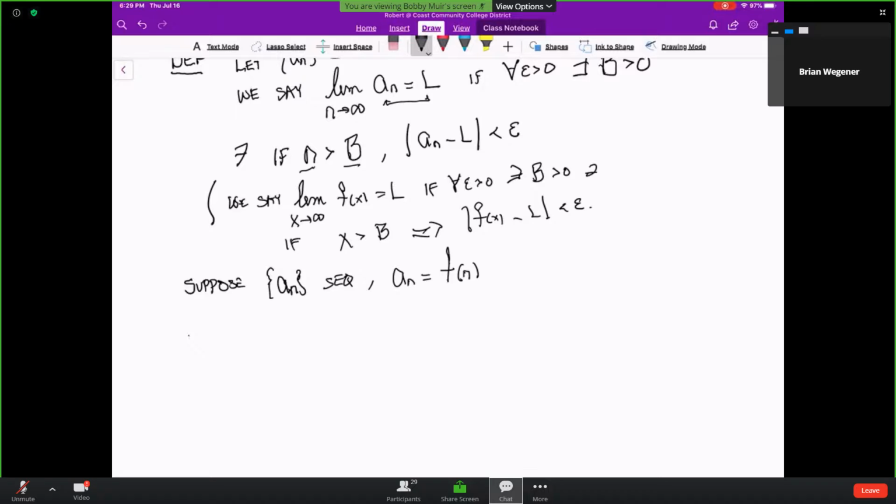Hey, Bobby, real quick. I'm sorry. If x is greater than B, what is that symbol after x is greater than B? Implies. What is that symbol supposed to look like? Is it supposed to look like that? It's going to look like this. Oh, okay, it's an arrow. I got you.